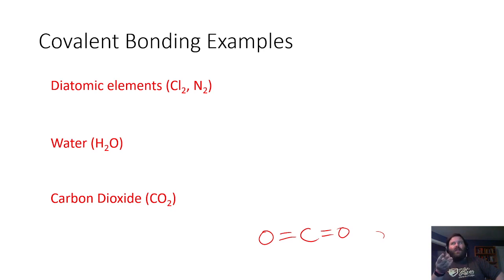done in the next lecture mostly, but basically there's no charge balancing you need to do. In the actual formula itself, you just write a subscript for how many of them there are in that molecule. Okay, but we'll talk about that more in the nomenclature lecture.